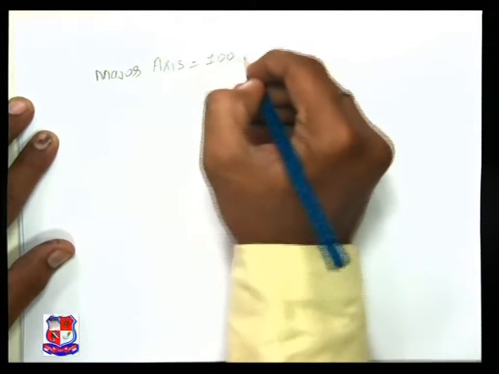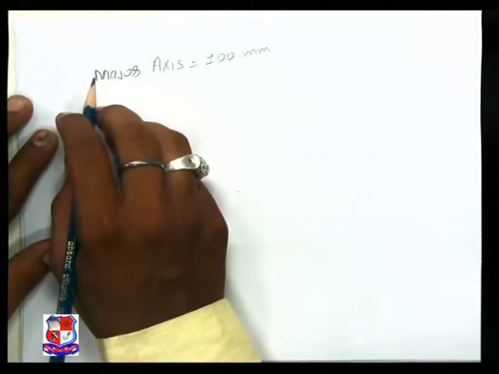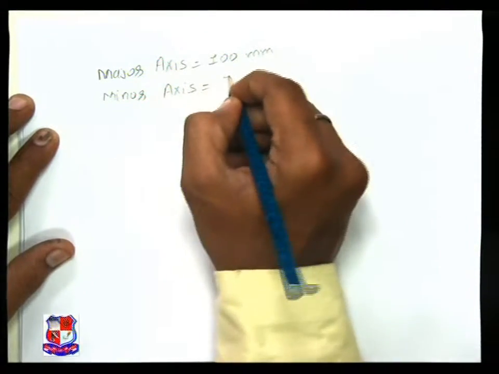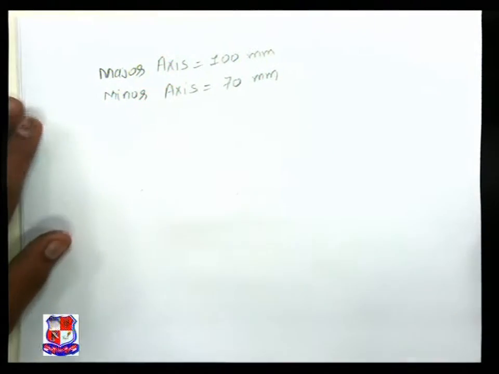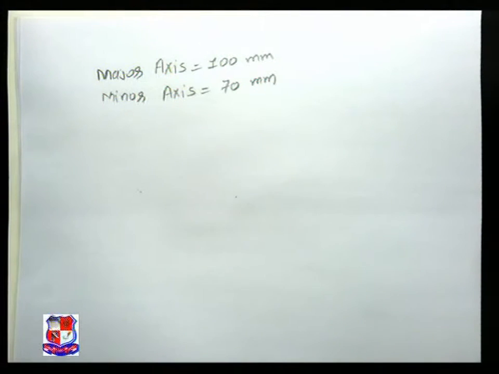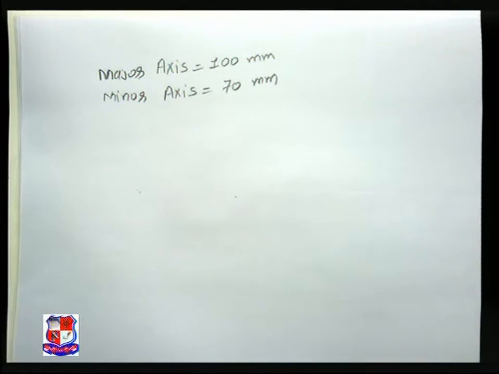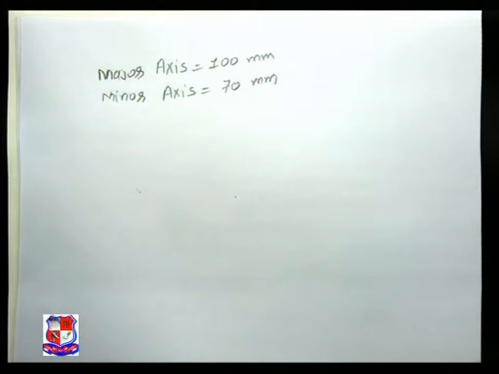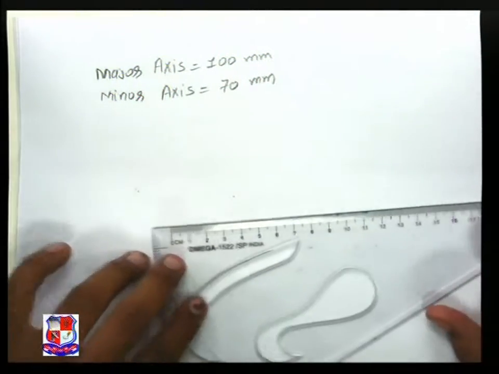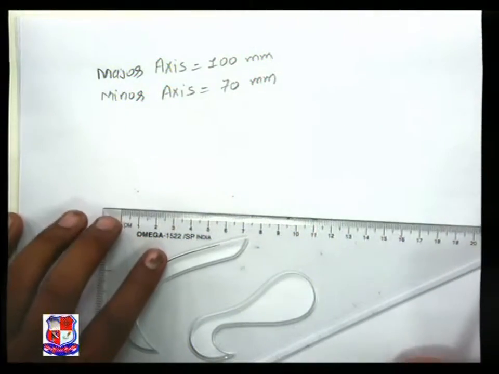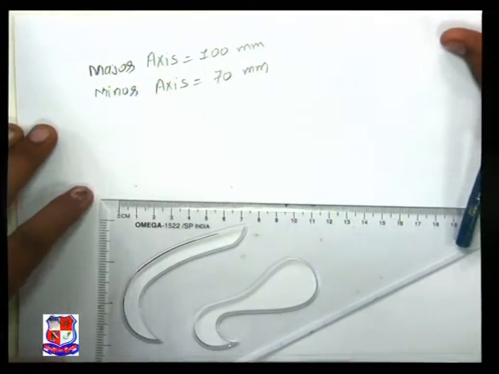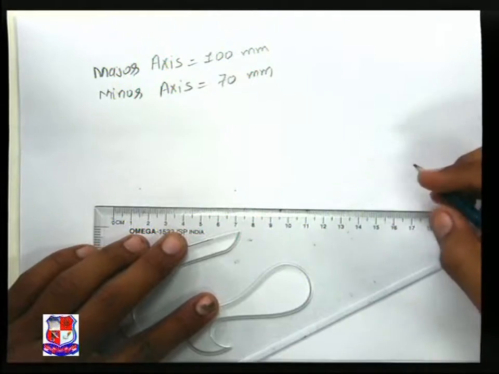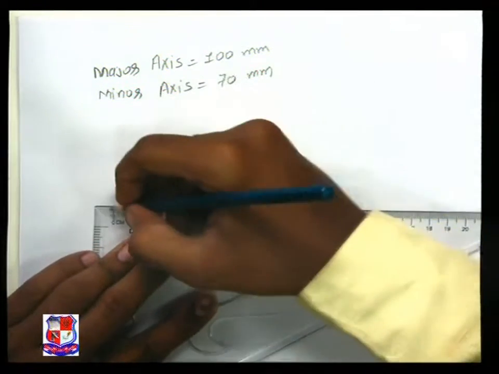Major axis has been given as 100 mm and minor axis is 70 mm. This is our given data. With use of this given data we need to construct our ellipse. What are we going to do first? First of all, we will draw the major axis and minor axis. We will draw a horizontal line which is 100 mm long.